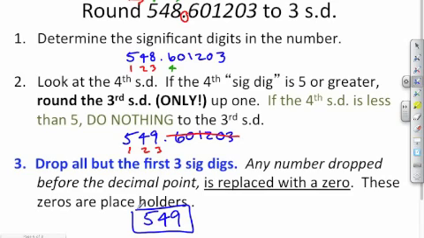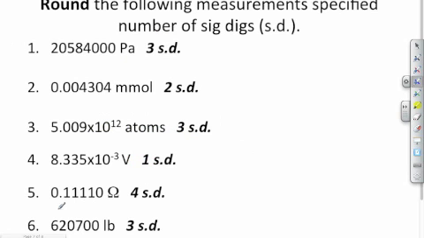And one thing I want to say before I move away from this screen is, if I drop any number that comes before the decimal point, I want to replace that with a 0 when I write my new rounded number. These zeros are going to serve as placeholders. Okay, we're going to work through a few examples so you can get the hang of this, and then again I'm going to give you an opportunity to do a few on your own.